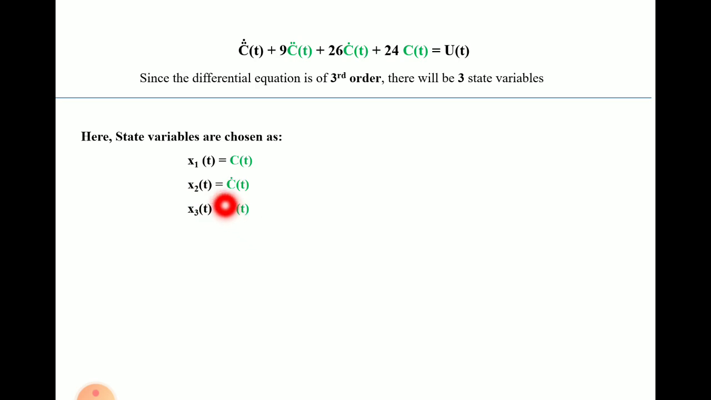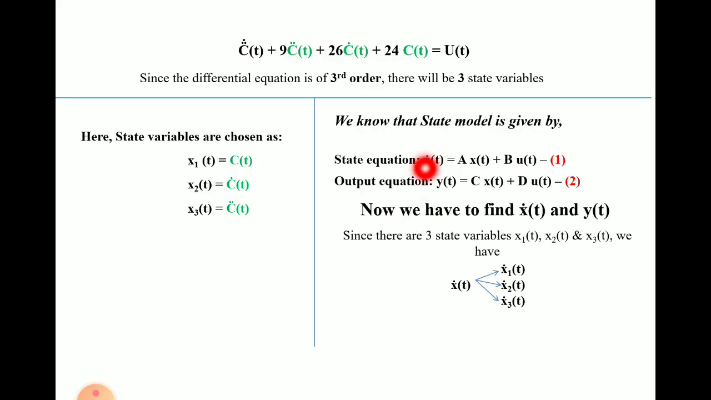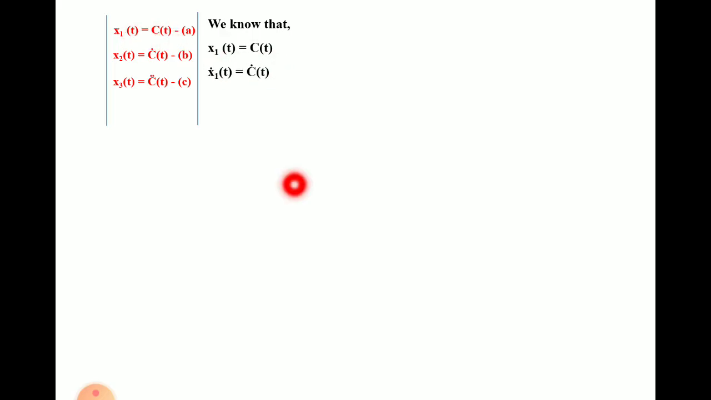Now in order to find state equation, we need to find x1 dot of t, x2 dot of t, and x3 dot of t. So I will quickly go through this. These are all the things which we have already discussed in the previous video. So now we will find x1 dot of t. Again these are the already established state variables. Again we know that x1 of t is c of t. Differentiate that particular expression, we will get x1 dot of t is differentiation of c of t with respect to t, which is c dot of t.